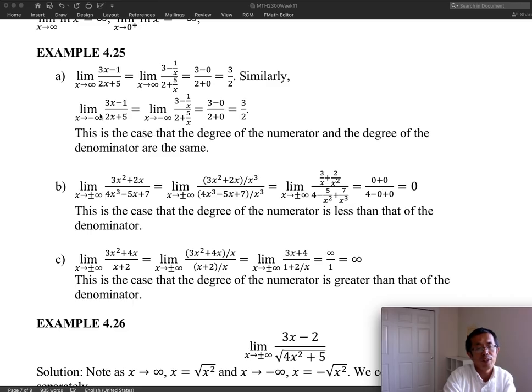I want you to know it is the case for the limit of a rational function such that the degree of the numerator and the degree of the denominator are the same. And indeed, it could be of any number.